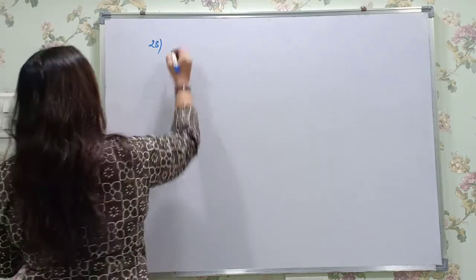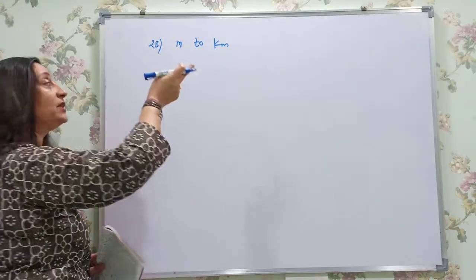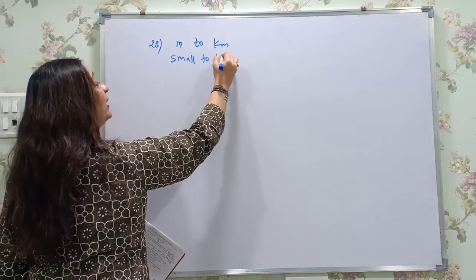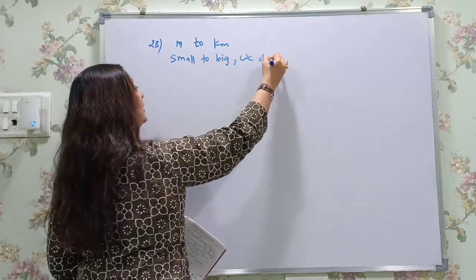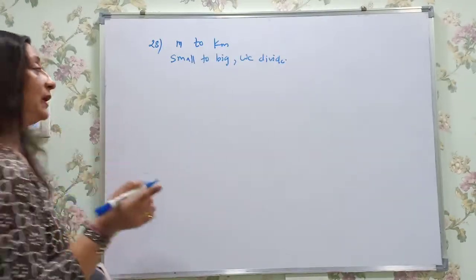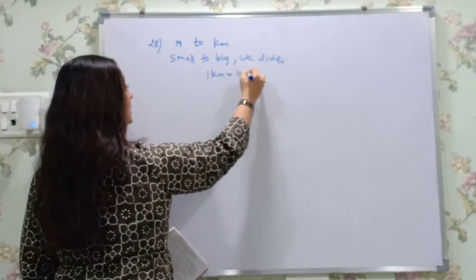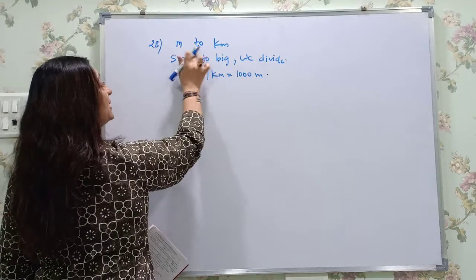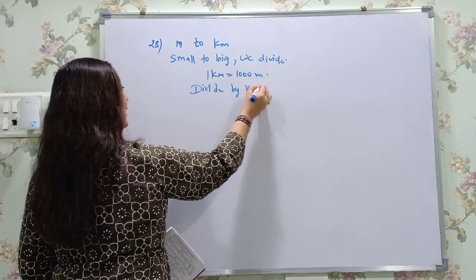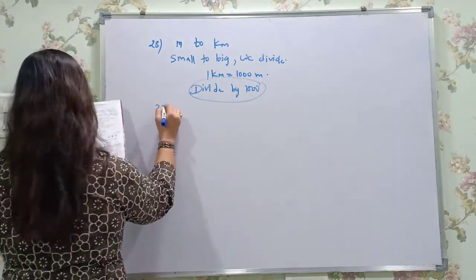Sum number 28. To convert meters to kilometers. Now kids, you know that kilometer is a bigger unit, meter is smaller as compared to this. So to convert small to big, we divide. Yes. To convert big to small, we multiply. So small to big, we divide. Now we know that 1 kilometer is 1000 meters. So to convert meter to kilometer, we divide by 1000. Right? Very easy.